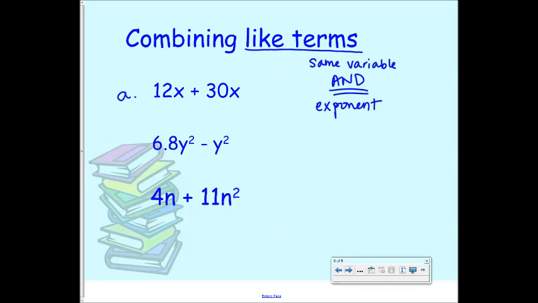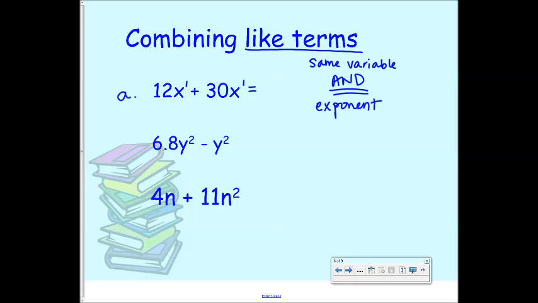X. What's the exponent? There isn't any, so what do you assume? If there is no exponent, you assume it's to the power of 1. You assume a 1. You don't need to write it in there, but you can. It's to the power of 1. So those have matching exponents, so then can we add them together?